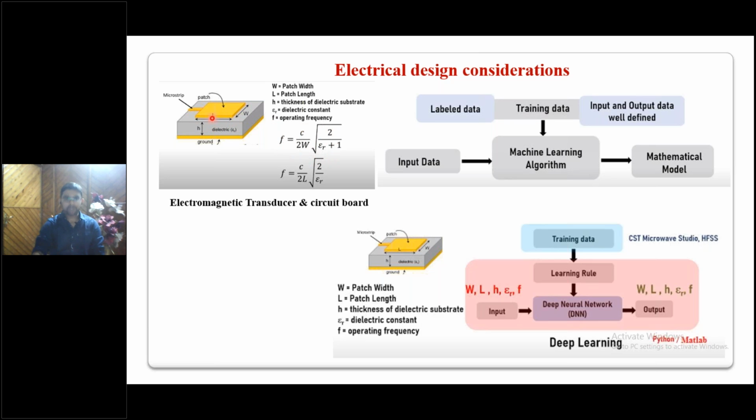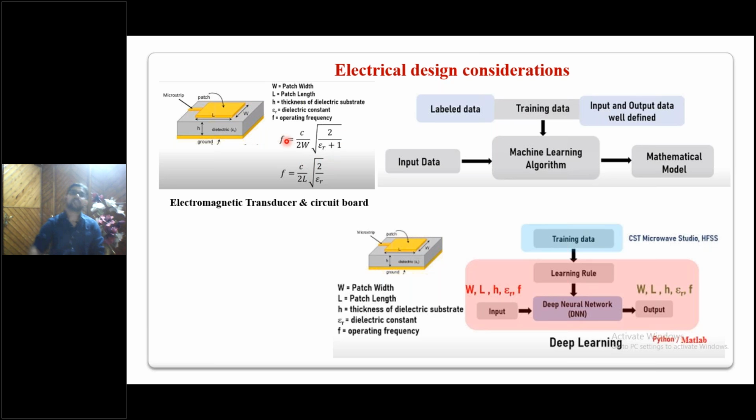And if you want to design this electromagnetic transducer using width, this is the formula that we have got: C upon 2W, and this is the square root of 2 upon epsilon r plus 1. So this is the formula if you are using W, and this is the formula if you are designing this with the help of length. So either of these two you can use. So this is our operating frequency.